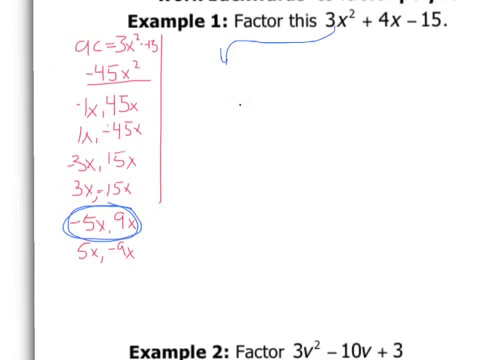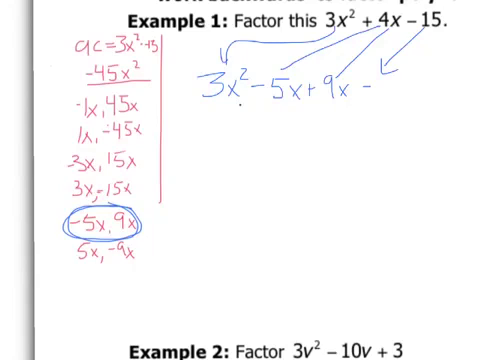So first term stays, 3x squared. Middle term breaks apart. So 4x becomes what? What were the 2 terms that we just found? Negative 5x and positive 9x. So minus 5x plus 9x. So all I did was break the middle term apart. And notice, if you combine like terms back together, negative 5x plus 9x is 4x. So I didn't change anything about my equation. I just broke the middle term apart. And then minus 15 stays. Everybody follow me? First term stays the same. Last term stays the same. I break the middle term into the 2 parts that I have.